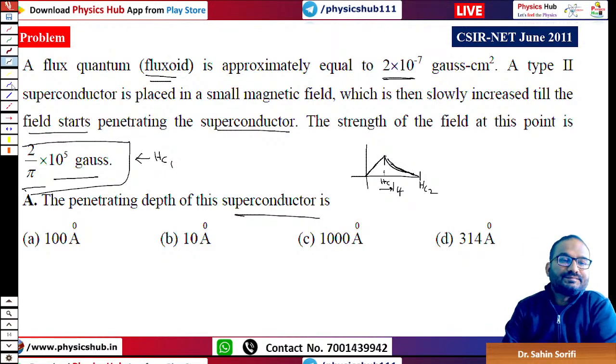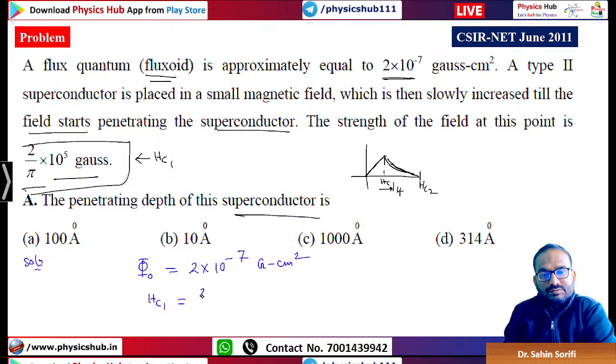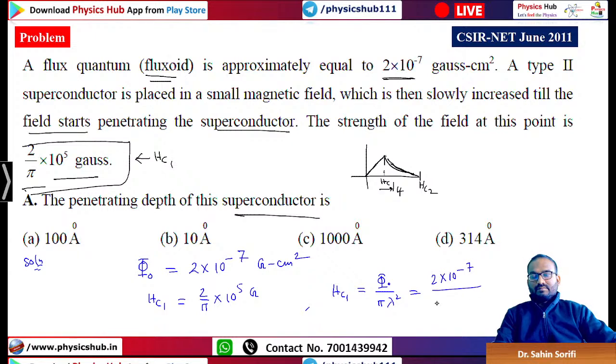What is given? Given the flux quantum, fluxoid value phi 0, is 2 into 10 to the power minus 7 Gauss centimeter square. Till it starts penetrating, the Hc1 value is 2 by pi. So what is the penetration depth? You know the value of Hc1, 2 by pi, and lambda square. So 2 into 10 to the power minus 7 over pi.